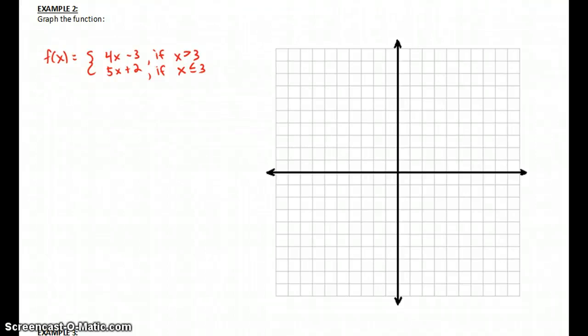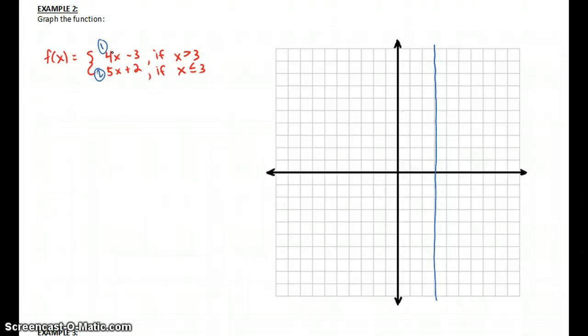For this next example, we're asked to graph the piecewise function f of x is 4x minus 3 whenever x is greater than 3, and 5x plus 2 whenever x is less than or equal to 3. So I'm going to sketch in a vertical line at 3 because I can see that's where my domain is splitting. Whenever x is greater than 3, I want to graph my first piece. Whenever x is less than or equal to 3, I want to graph 5x plus 2, the second piece.